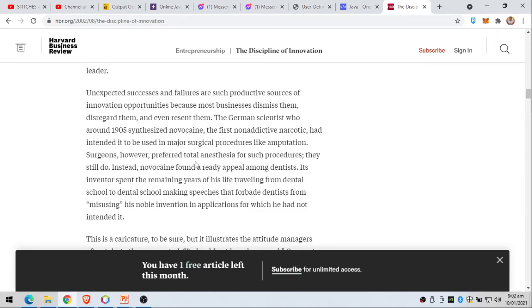Surgeons, however, preferred total anesthesia for such procedures. They still do. Instead, Novocaine found a ready appeal among dentists. So its inventor spent the remaining years of his life traveling from dental school to dental school, making speeches that forbade dentists from misusing the noble invention in an application for which he had not intended it.